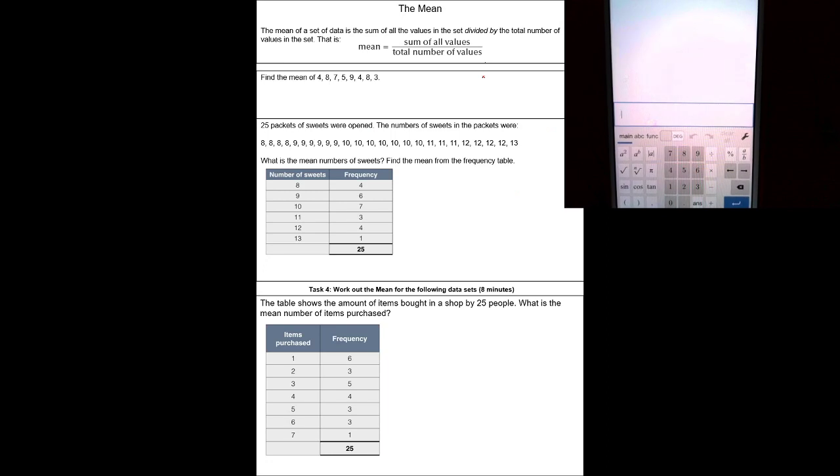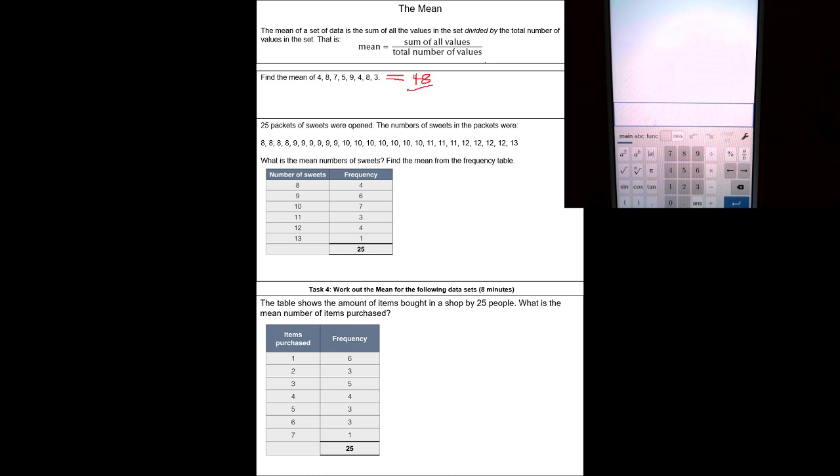The mean. Okay, so the mean. Add them all up and then divide by how many there are. So 4 plus 8 is 12, plus 7 is 19, plus 5 is 24, plus 9 is 33, plus 4 is 37, plus 8 is 45, plus 3 equals 48.